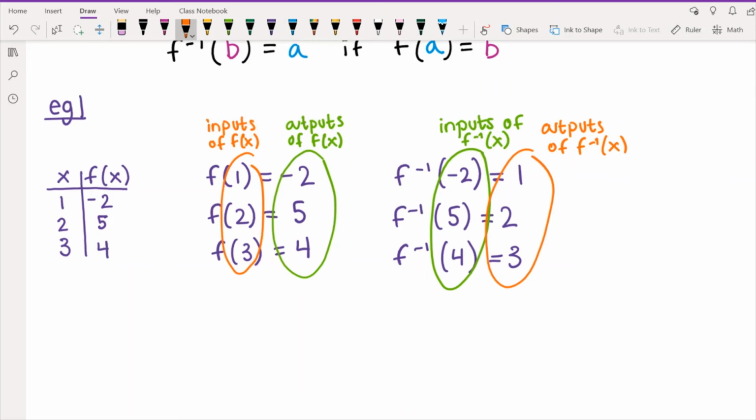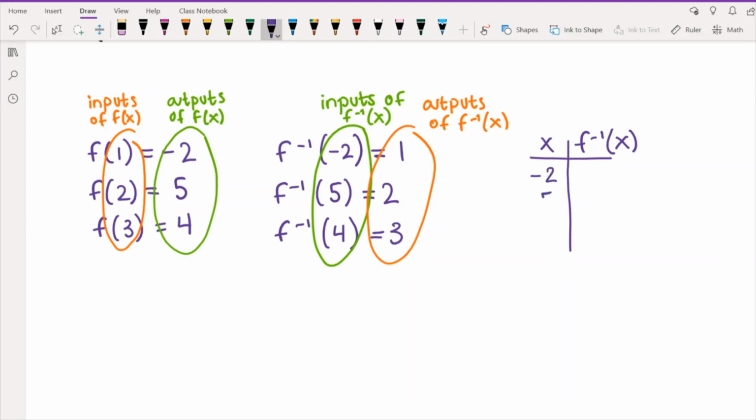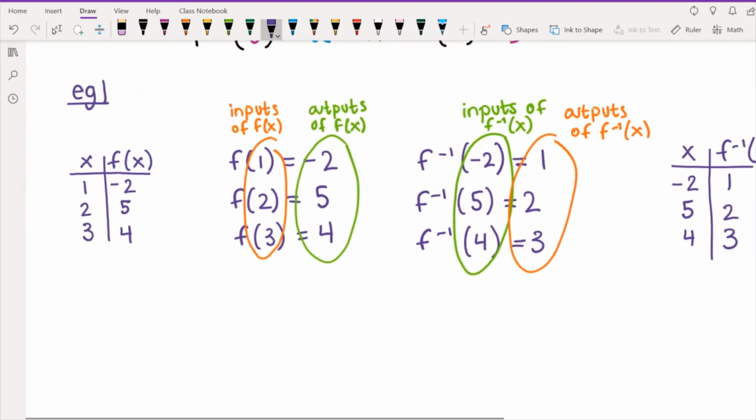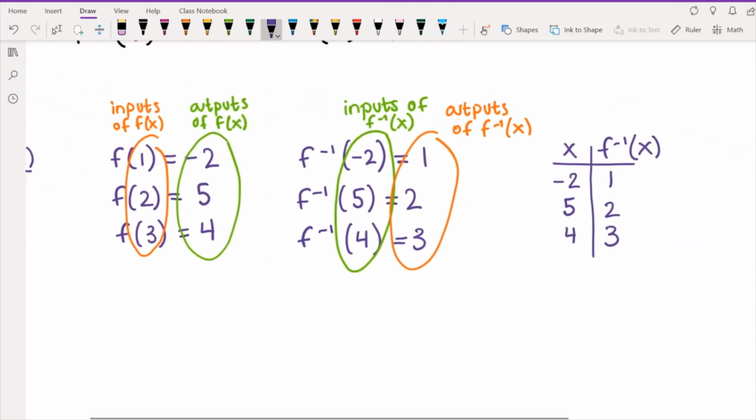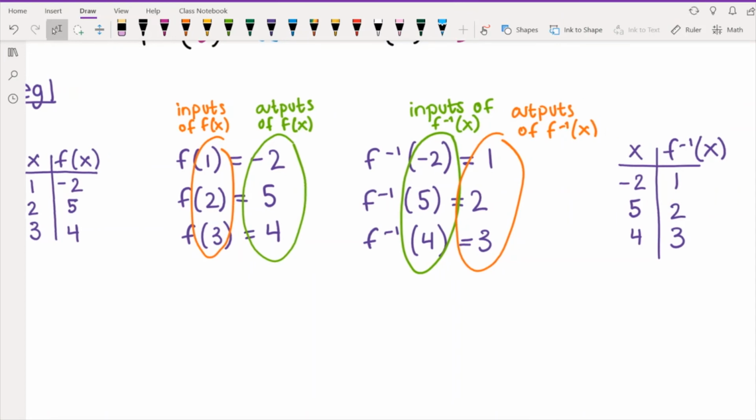And so let's say we wanted to actually make a table for our inverse function. What would that table look like? Well, now the numbers that were originally on the output side from the original function are now on the input side, and the original inputs are now on the output side. So if we compare the table that we originally had with this new table, all that really happened is that the input and the output columns swapped. So at the end of the day, that's really how inverse functions work.